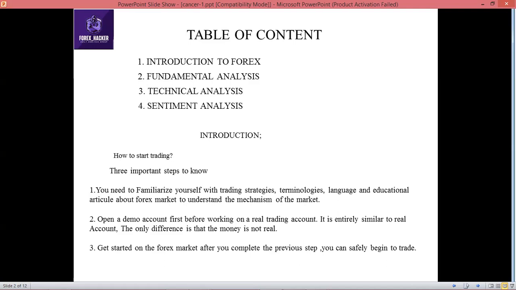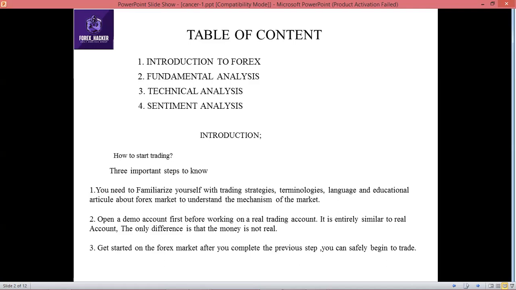Yeah, you must know how to interpret the Forex news. You must learn how to read educational articles about Forex to actually understand how the market works. So all these things put together are just like parts of the body that help you understand the mechanism of the market.